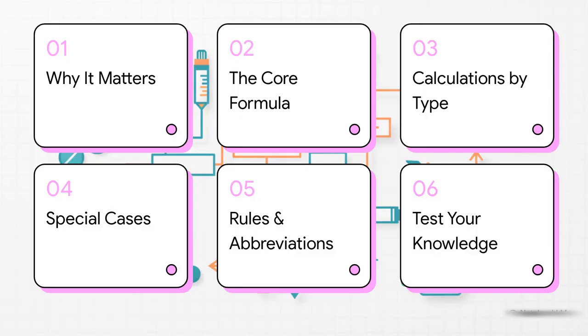So here's our game plan for today. First, we're going to talk about why this is so important, not just for the test, but for the real world. Then I'll give you the one core formula that's going to unlock pretty much every problem. From there, we'll apply it to different types of medications, look at a couple of special cases, and then review some key abbreviations you've got to know. And of course, we'll wrap up by testing what you've learned.